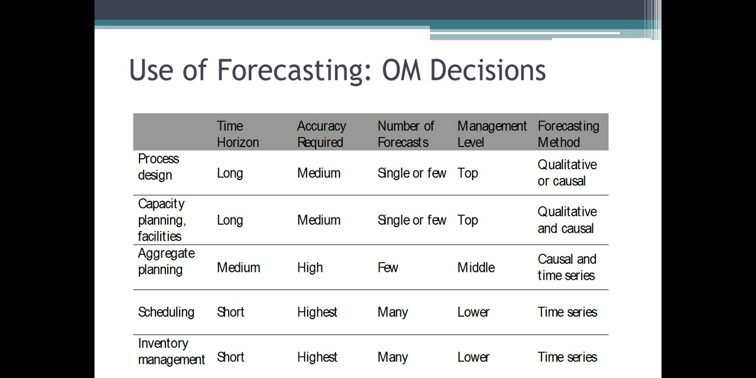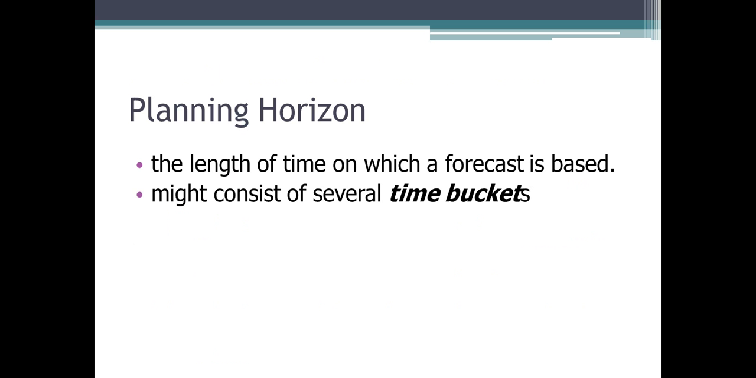So different kinds of decisions are going to need different time horizons. As you can see, capacity planning, which we have discussed, and process design, which we're going to move on to next, require longer time horizon forecasting, whereas inventory management, for instance, that we'll go into later in the semester, requires a shorter time horizon. So in general, planning horizon is what we call the length of time for which you're basing a forecast.